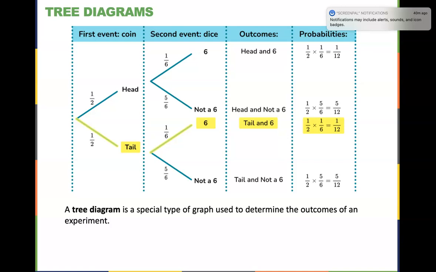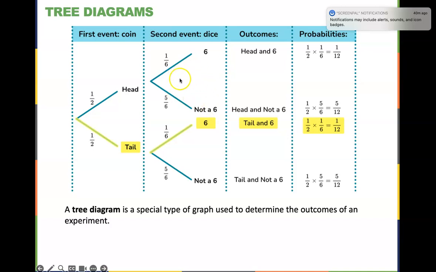So here's an experiment. The first event is flipping a coin, and then the second event is rolling a die. Now, when the coin is flipped, there are only two possible outcomes, heads or tails. Each one is 1/2 probability. Once you've flipped a heads, if the second event has to do with whether you have a 6 or not, then you have a 1/6 chance of getting a 6 and a 5/6 chance of not getting a 6.